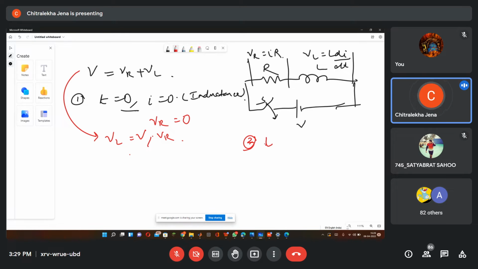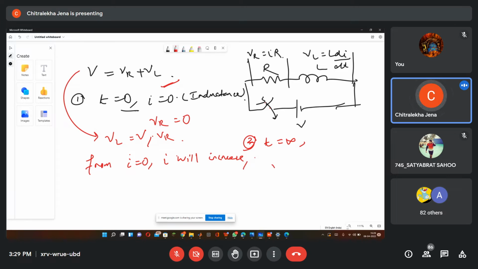T at infinite. A long time I have connected the switch to the circuit. What happens to my equation? Tell me, what will be my equation? Now, listen one thing. I have connected the switch. My current will definitely rise because I have connected the supply voltage to the circuit. So from I equal to 0, I will increase. Yes or no? Tell me. Yes, ma'am. I will increase. Simple concept.